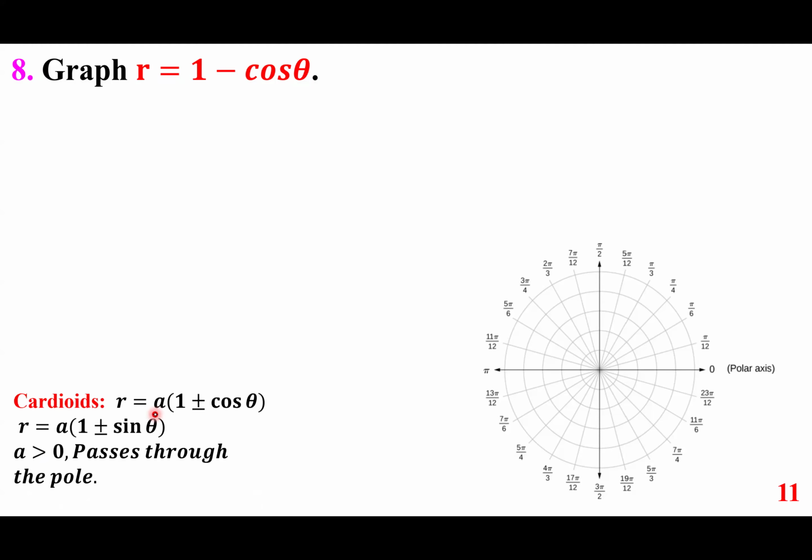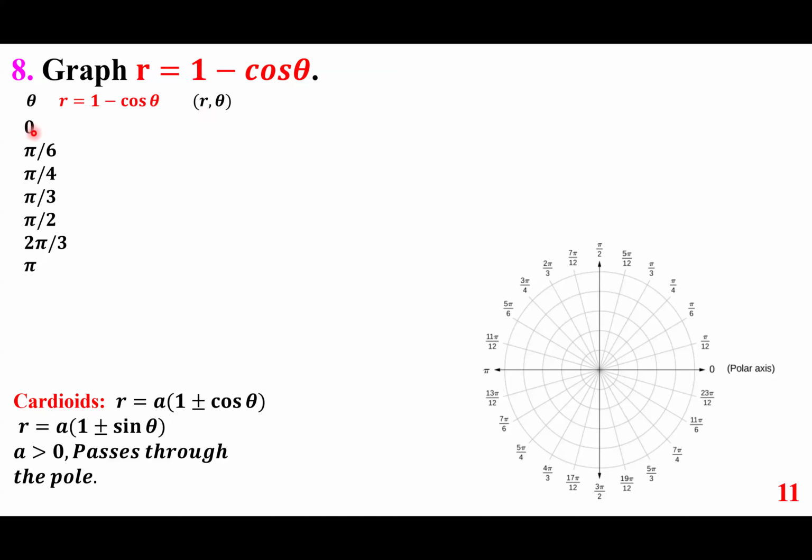And by the way, in general, r equals a times 1 plus or minus cosine theta, and a is positive. This is a cardioid, looks like a heart, and it passes through the pole when a is positive, larger than 0. In any event, let's make a table with theta and 1 minus cosine theta. So let's go with some easy numbers.